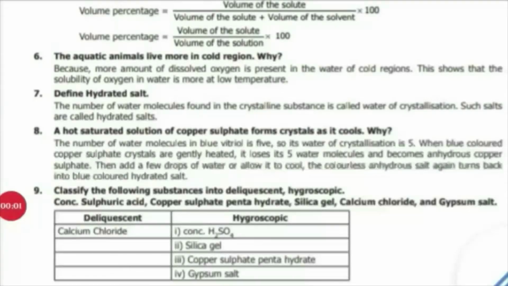Next, question number 7. Define hydrated salt. Answer, the number of water molecules found in the crystalline substance is called water of crystallization. Such salts are called hydrated salts.